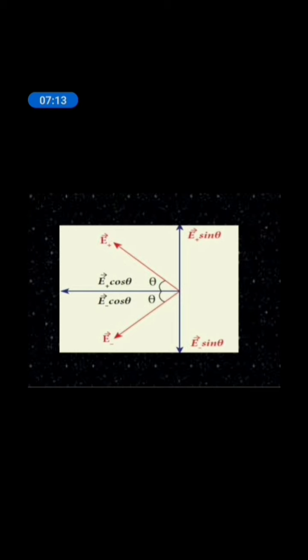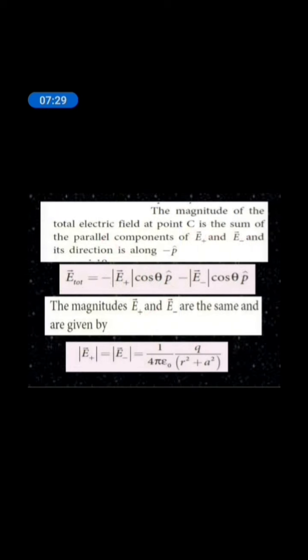and the horizontal components, E plus cos theta and E minus cos theta, are in the same direction. It is clear from the diagram, and the magnitude of the total electric field at point C is the sum of the parallel components of the E plus and E minus, and its direction is along minus p cap.